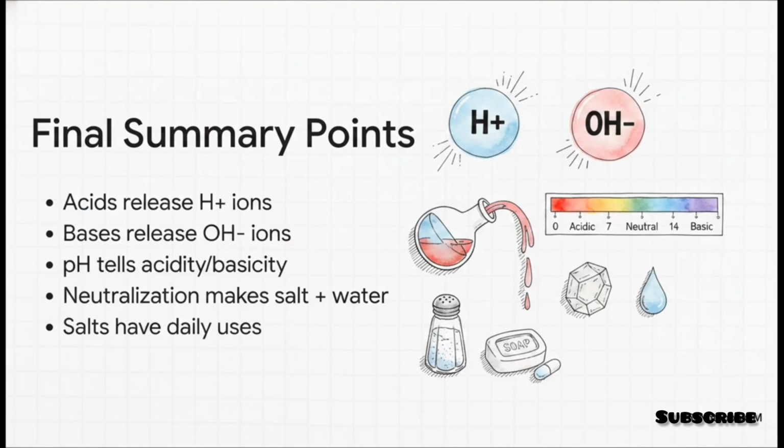Before you pack up your books, let's lock these 5 final summary points permanently into your brain. 1. Acids release H+ ions. 2. Bases release OH- ions. 3. The pH scale simply tells us acidity or basicity. 4. Neutralization is always acid plus base equals salt plus water. And 5. Those salts have countless practical uses every single day.